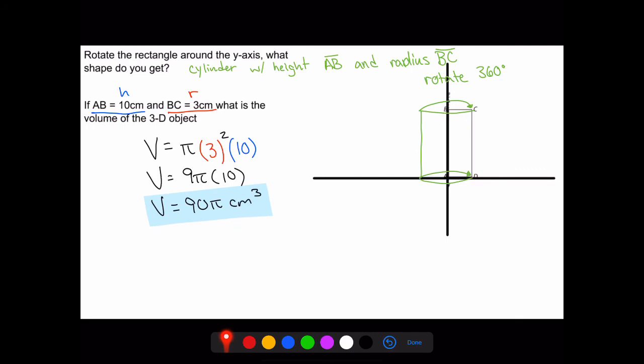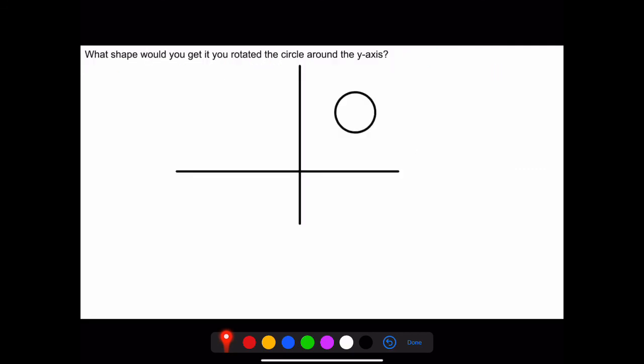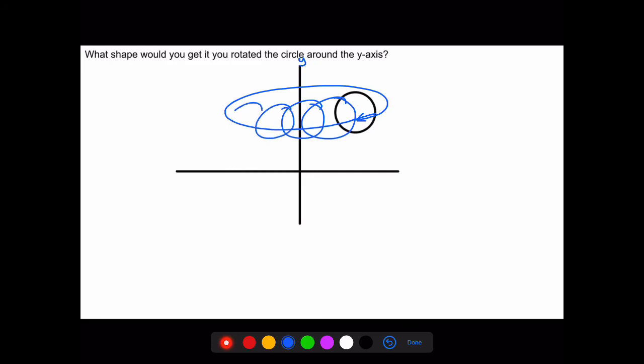All right, almost done. Lastly, what shape would you get if you rotated the circle around the y-axis? So again, we're going around the y-axis this time, and I have this circle here. If I were to rotate this circle 360 degrees right back to the start, we'd notice we'd have a bunch of circles going around, right? So there's an infinite amount of circles going around in the space to create a solid shape.